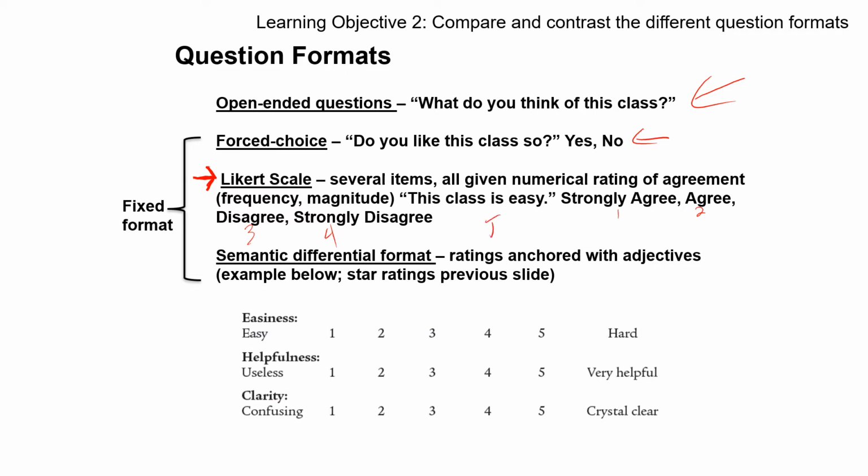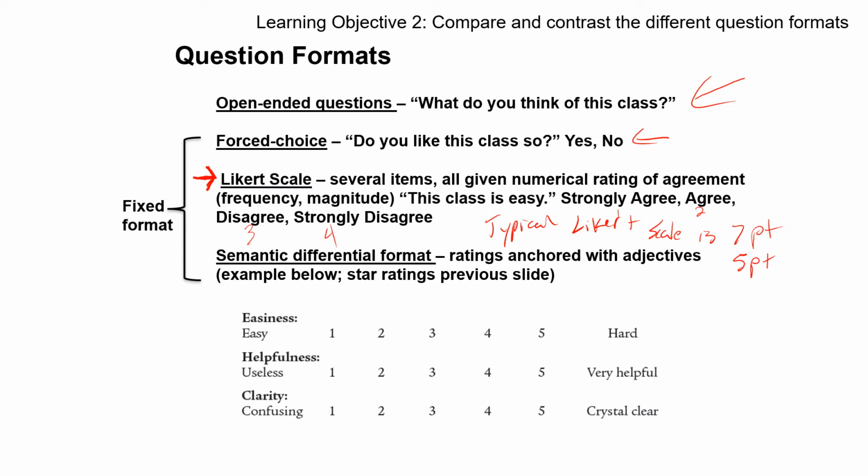Typical Likert scale is 7-point, meaning there's 7 possible responses. You can also do 5-point so there's 5 responses.